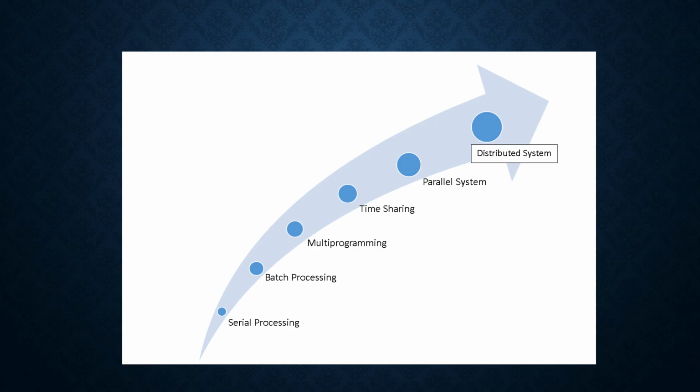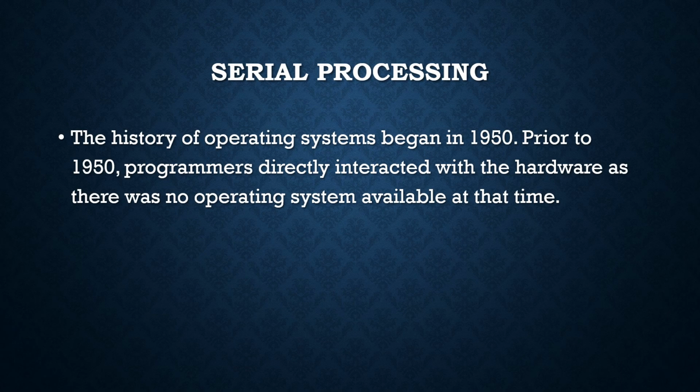Serial processing. The history of operating system begins in 1950s. Prior to 1950s, programmers directly interacted with the hardware as there was no operating system available at that time. If a programmer wished to execute a program in those days, the following sequential steps were necessary. Type the program or punch card, convert the punch card using a card reader, submit to the computing machine.